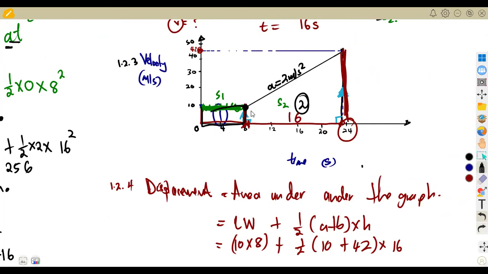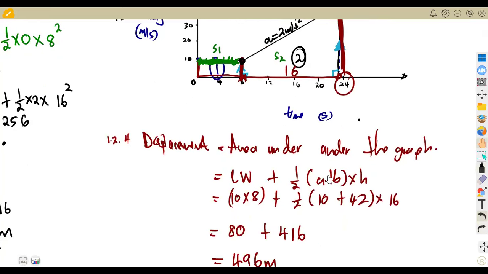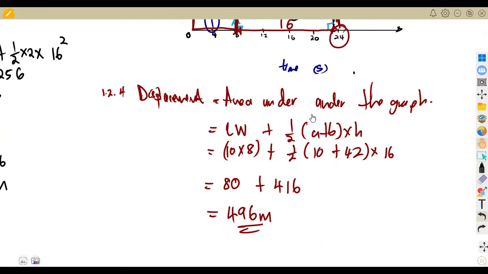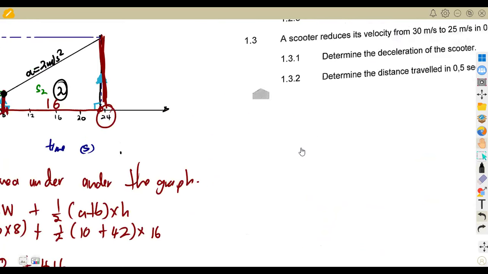Or you can calculate this as a rectangle, and calculate this as another rectangle, with a triangle on top, so that there are three shapes. I want you to prove that. Try any way and see if you're going to get the same answer. That is how you calculate displacement. It's simply the area under the graph. That's it. All right, so let's check another question.